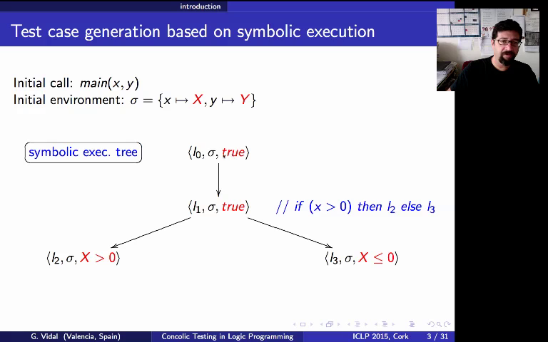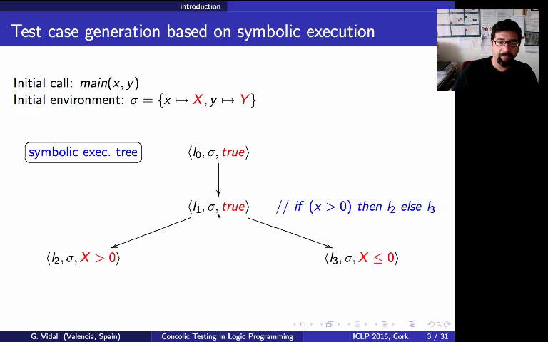A configuration is a triple of this form. So we have, say, a program location, an environment, and a constraint, which is called a path condition. Basically, the idea is that this path condition represents the constraints that should hold in order for the concrete computation to reach this point. Okay, for the initial values to reach this point. So initially, the path condition is true, which means that this configuration is always reachable.